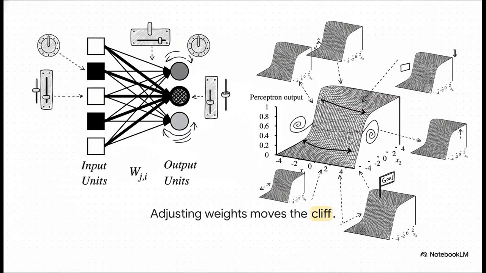Visually, adjusting these weights fundamentally changes the output geometry. It's kind of like moving the location, changing the orientation, or altering the steepness of a cliff. The network tweaks these weights over and over until that mathematical cliff falls exactly where it needs to be to make a correct decision.